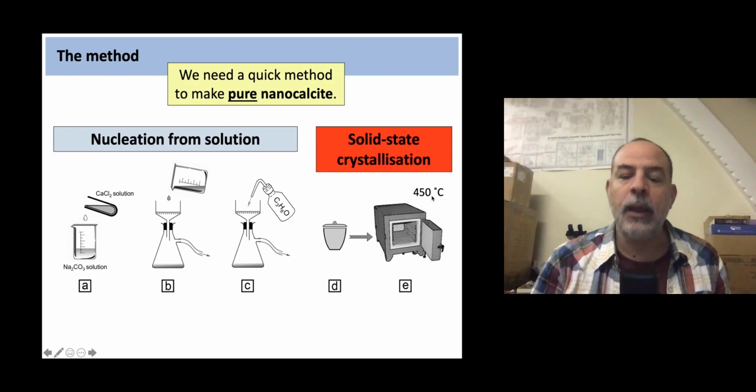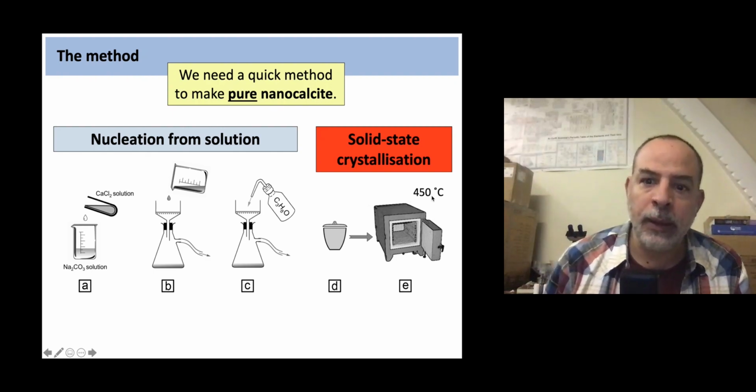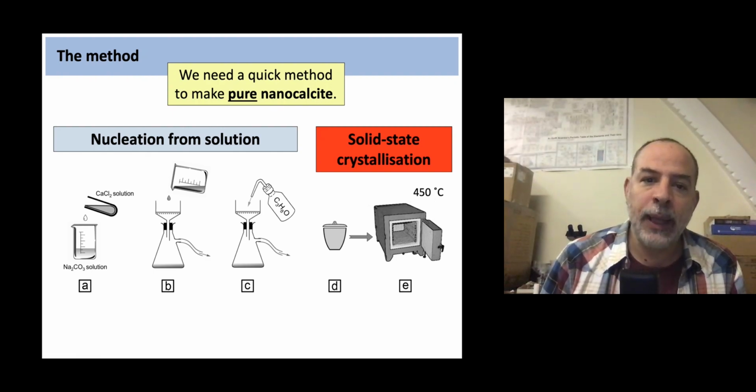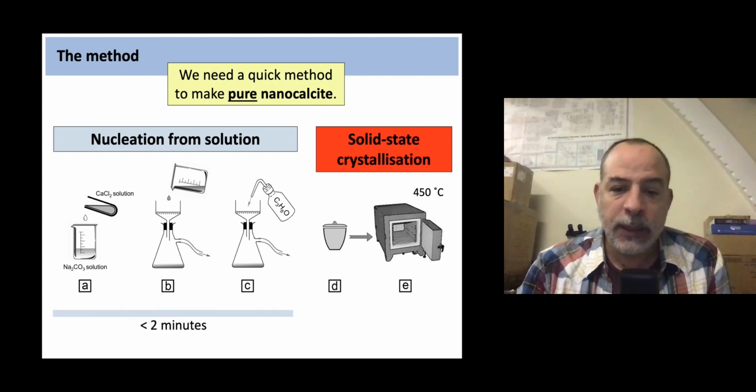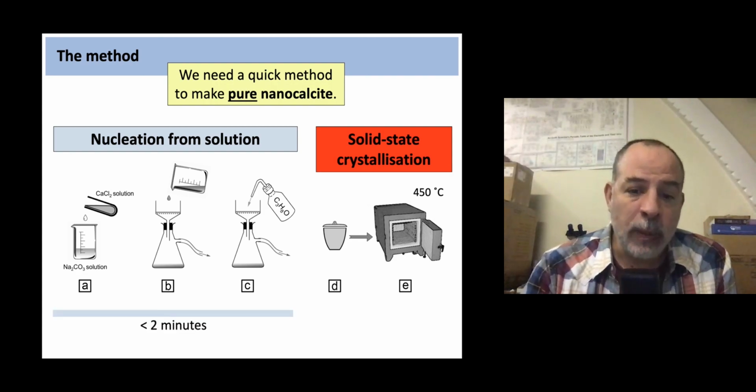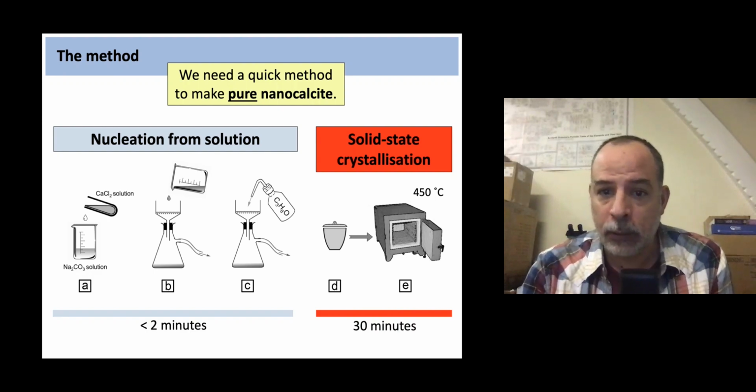Okay. Then what we do is we put these nanoparticles inside a crucible that goes inside a furnace at 450 degrees C. And this amorphous calcium carbonate transforms via dehydration into nanocalcite. Okay? The first part is very quick, needs to be done in less than 2 minutes. The second part only requires half an hour.